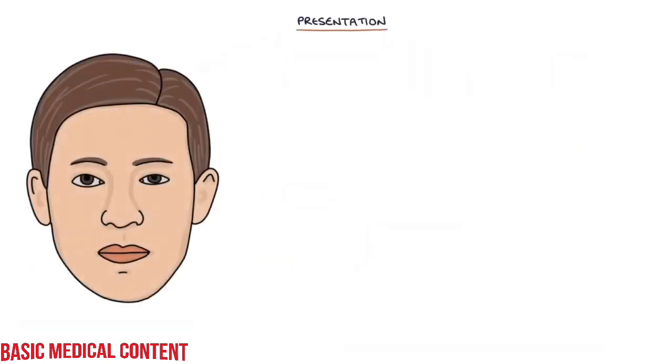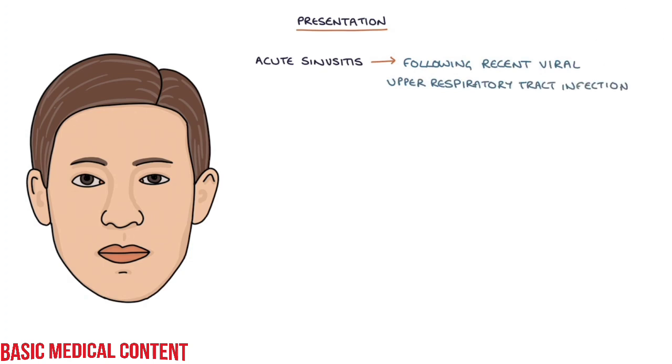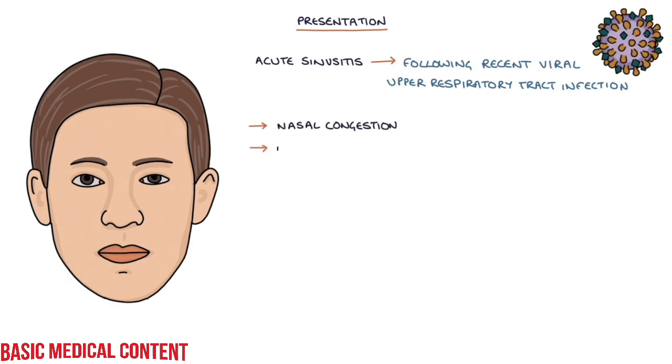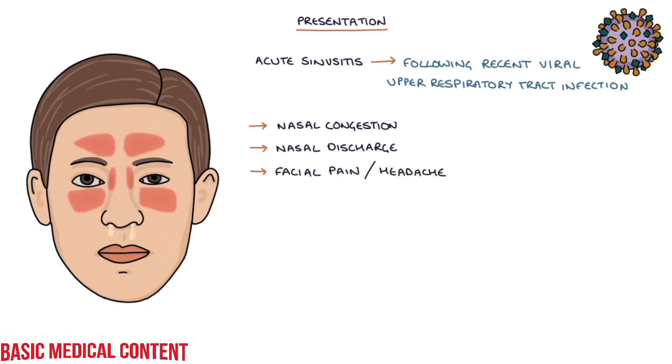Next, let's talk about the presentation. The typical presentation of acute sinusitis is following a recent viral upper respiratory tract infection, and it presents with nasal congestion, nasal discharge, facial pain or a facial headache, facial pressure, facial swelling over the affected areas, and it can present with a loss of smell.